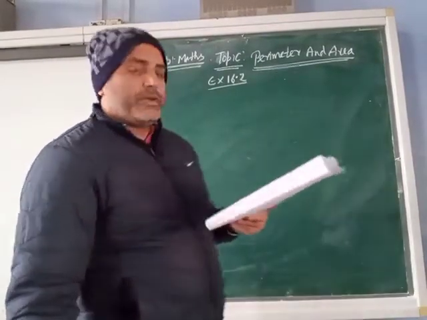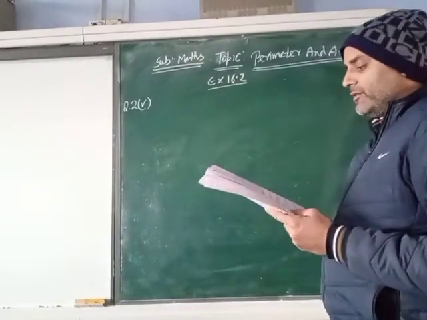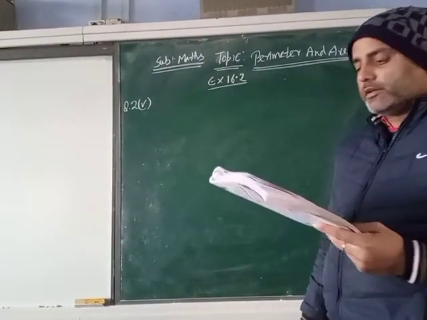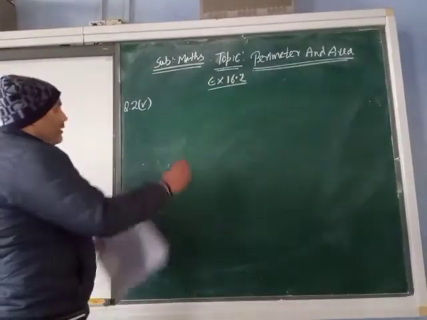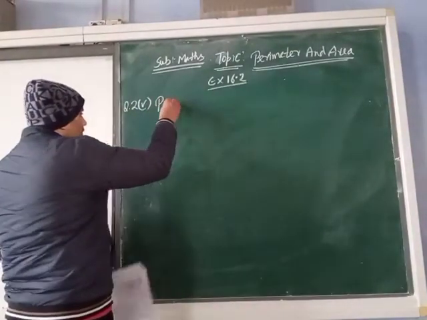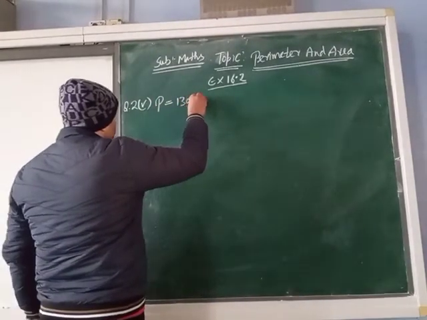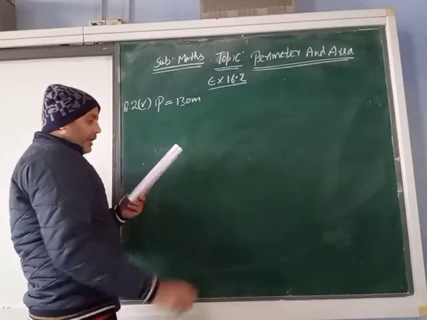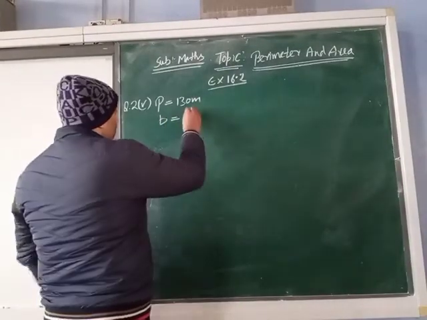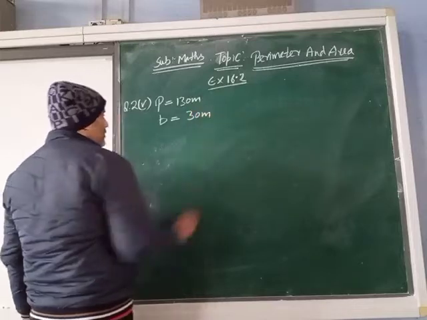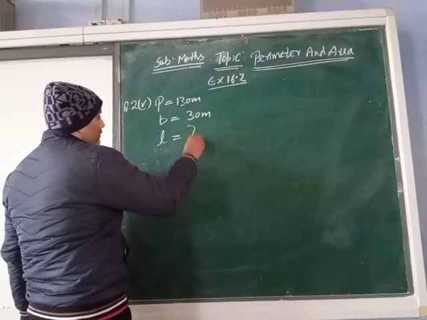Now question number 5: the perimeter of a rectangle is 130 meter, its breadth is 30 meter, and we have to find the area. First of all, what is given? Perimeter is 130 meter and its breadth is 30 meter. First of all, we will find out the length of this rectangle.